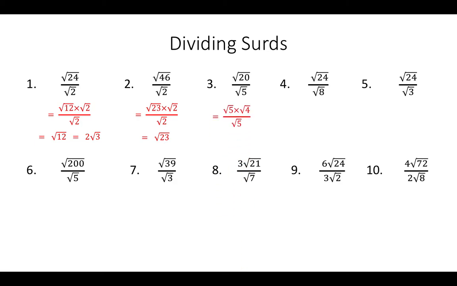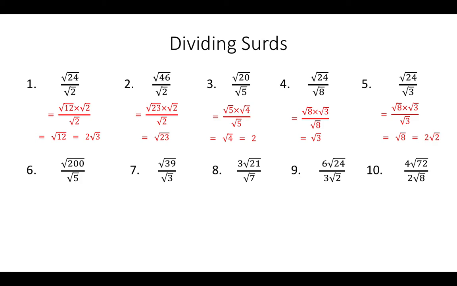The next one, root 20 splits up to root 5 times root 4. The root 5s cancel, we're left with root 4, which is a square number, so that'll give us the answer 2. Question number 4, we take root 24, we can split it up into root 8 times root 3. If we cancel the root 3s, we're left with root 8. It can't simplify. And this one here, root 24 again as root 8 times root 3, but this time it's the root 8s that cancel, which gives us root 3, which can't simplify further.